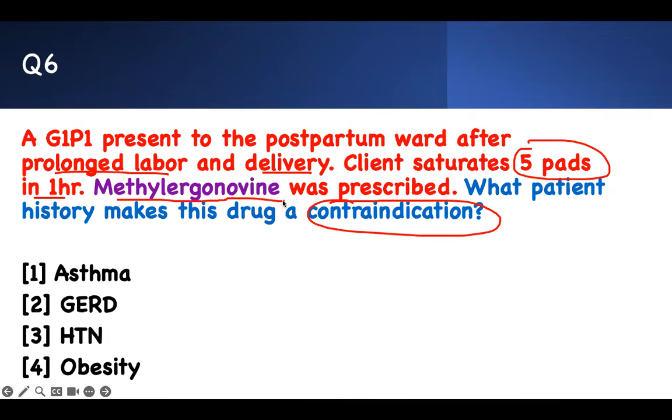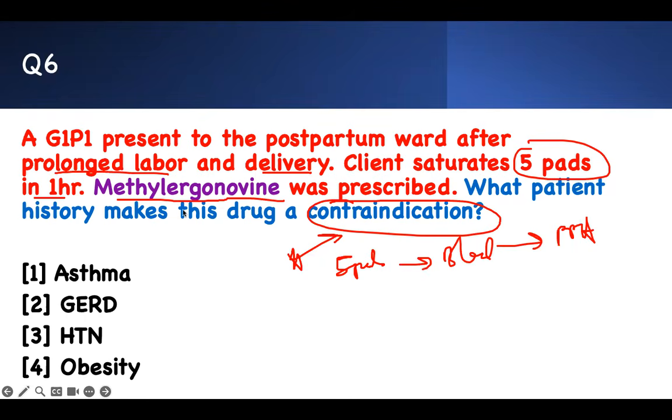Methylergonovine was prescribed. Rewrite it in your own words: something bad, a contraindication, I cannot use it. I'm saturating 5 pads afterward. Those are the buzzwords. 5 pads after a prolonged labor means I'm bleeding. So all this is a rewrite: postpartum hemorrhage. And what medication do I prescribe?